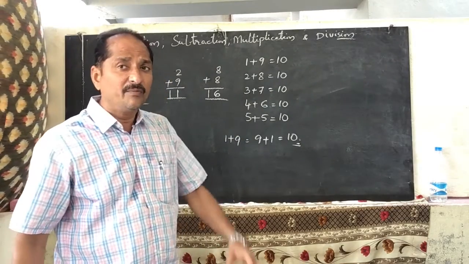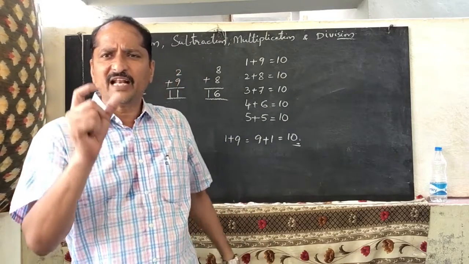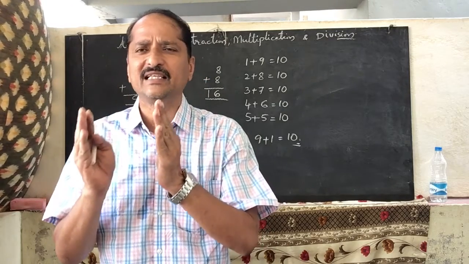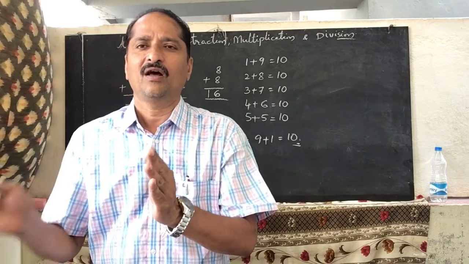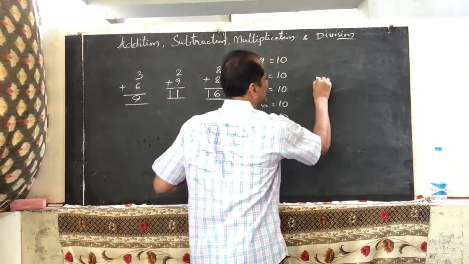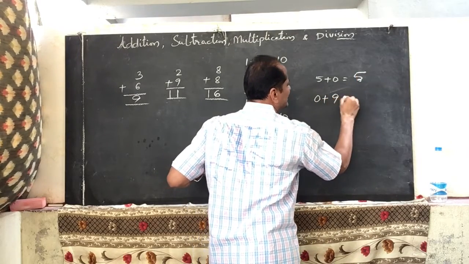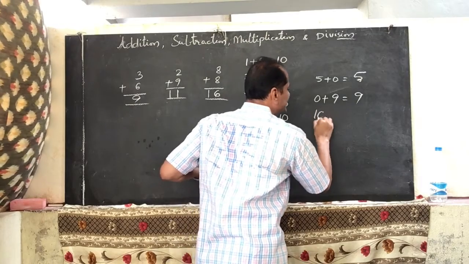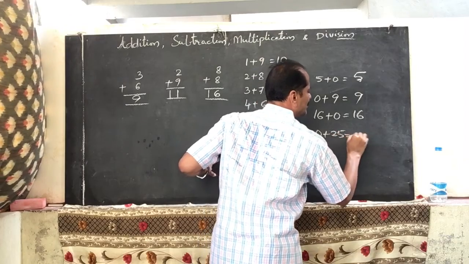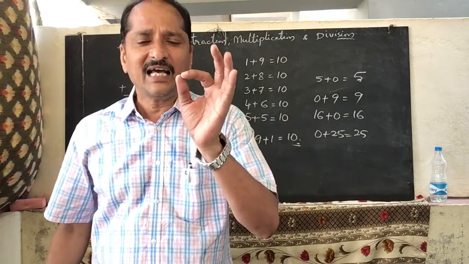That we can see. And before that, one thing you can see. If you are adding 0 to any number, you will get the same number. That means 0 plus anything gives that number itself, or any number plus 0 gives the number itself. For example, 5 plus 0 is equal to 5 only, and 0 plus 9 is equal to 9 only. 16 plus 0 is equal to 16. 0 plus 25 is equal to 25. That means if you add 0 to any number or any number to 0, you will get the number itself.